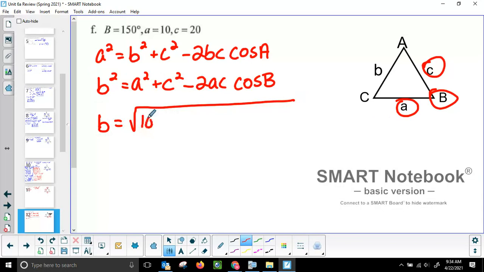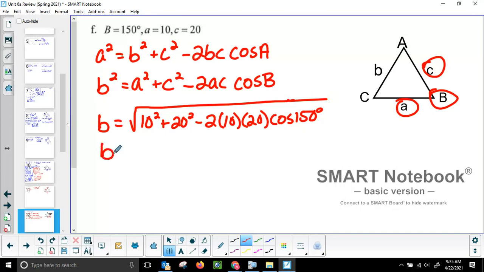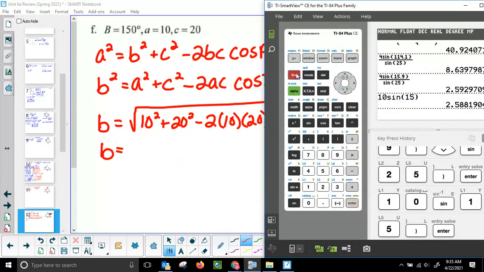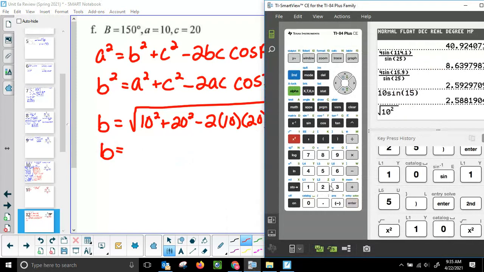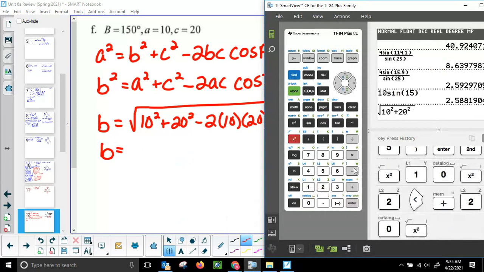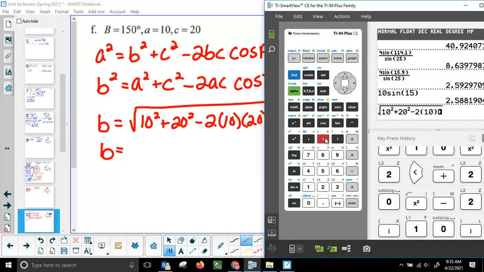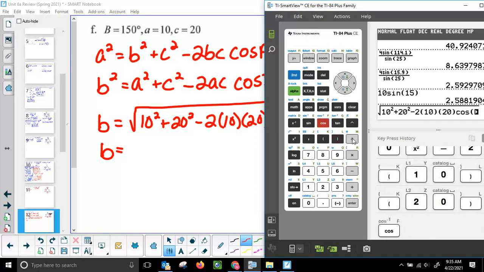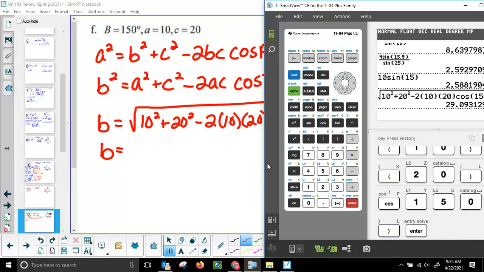So now I say, okay, the square root of A squared plus C squared minus 2 times A times C times the cosine of angle B. And when I do that, I will get the square root of 10 squared plus 20 squared minus 2 times 10 times 20 times the cosine of 150 degrees. And we get 29.093.